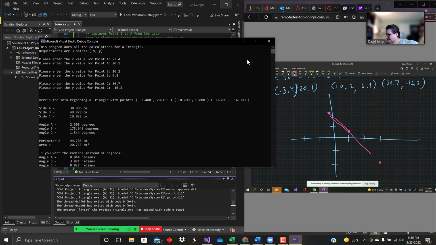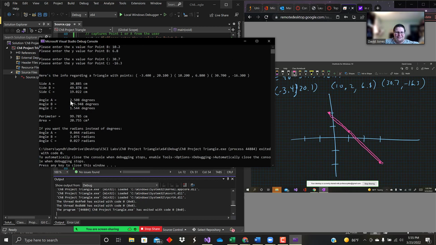Is it going like that? I made almost as flat of a triangle as possible. That's crazy. Like we got 2.5 degrees and 1.5 degrees. That is so small. You can't even imagine how small that is. It works though.